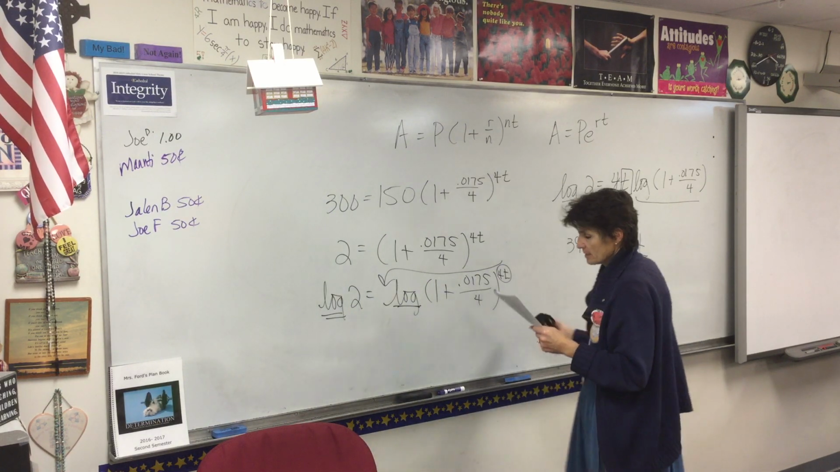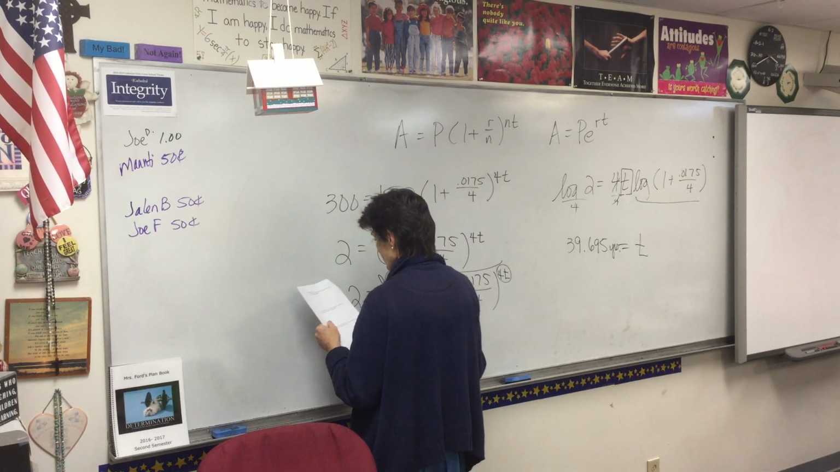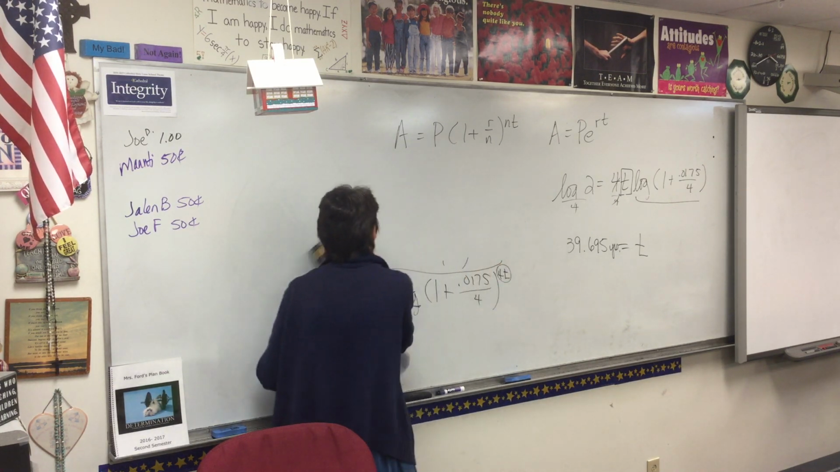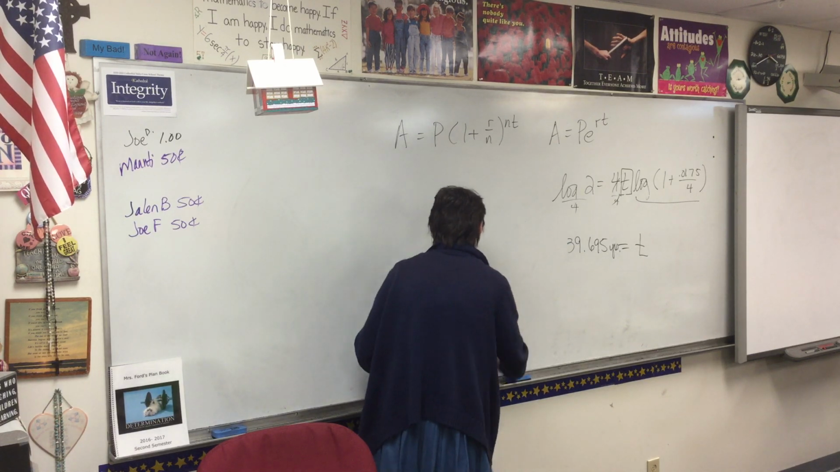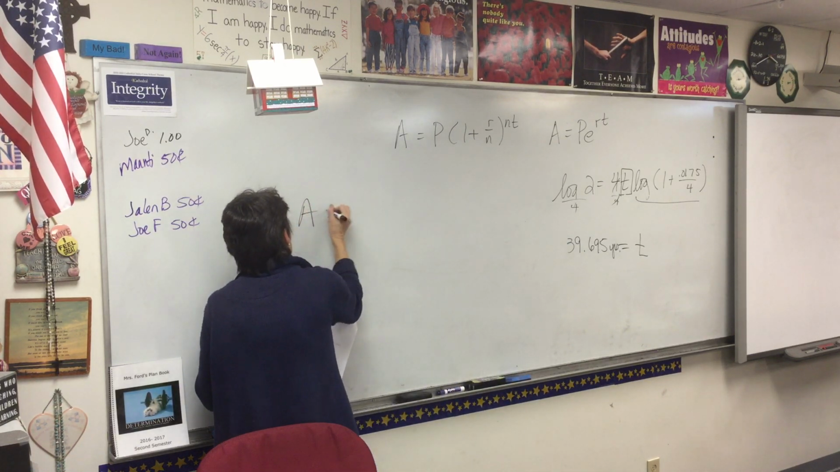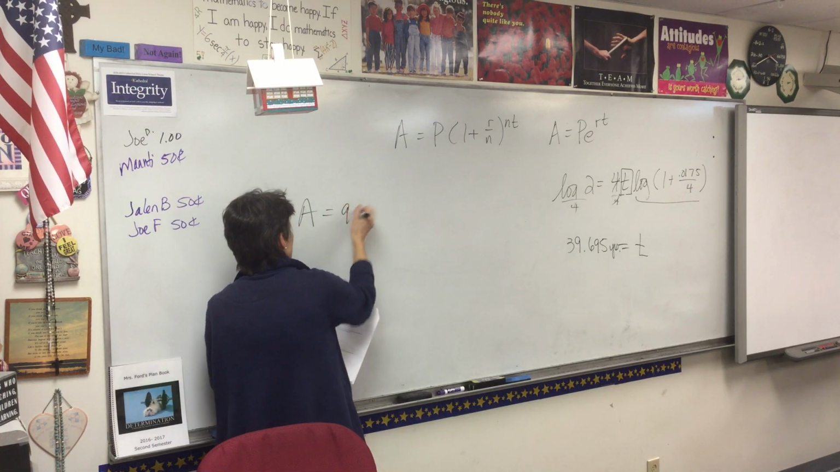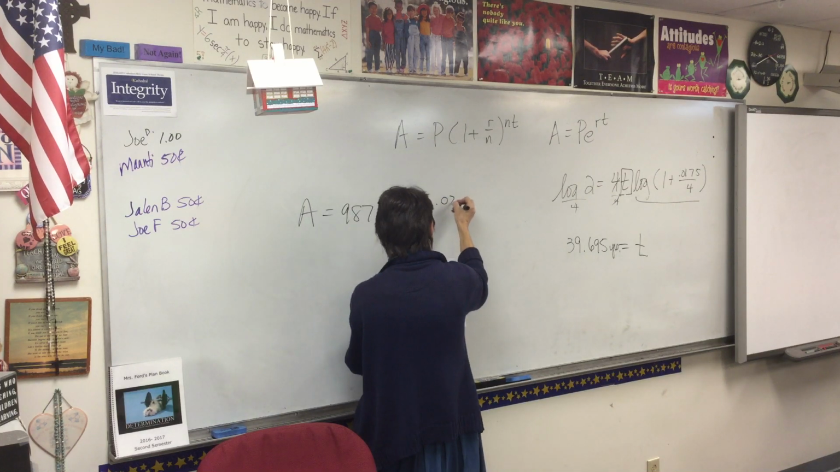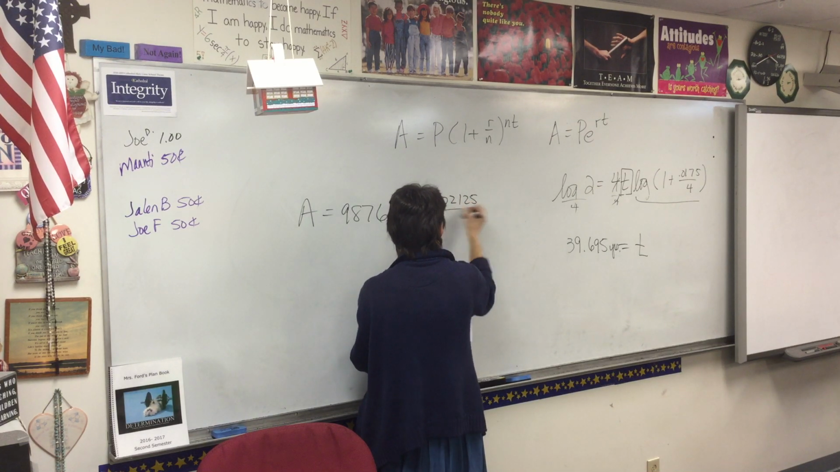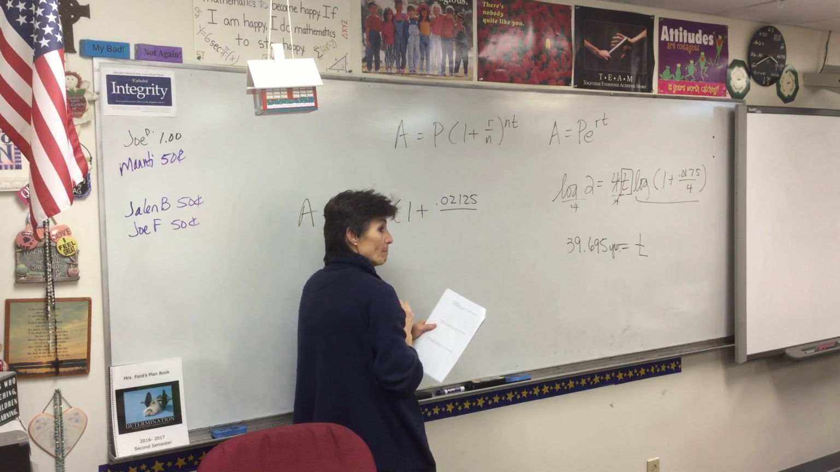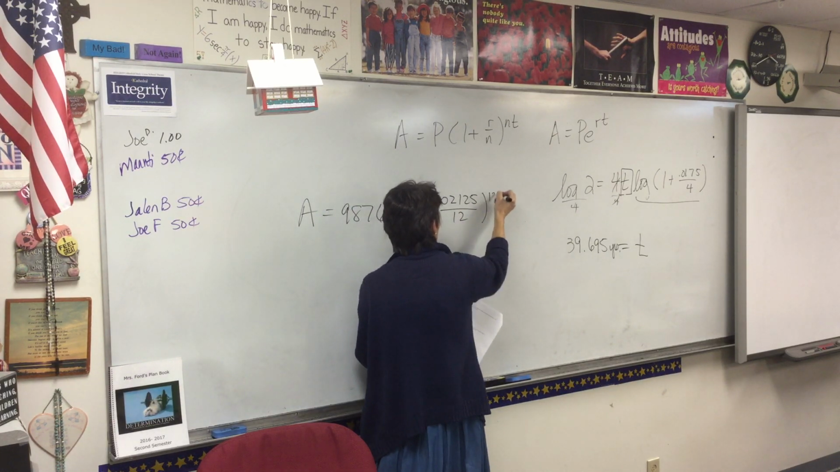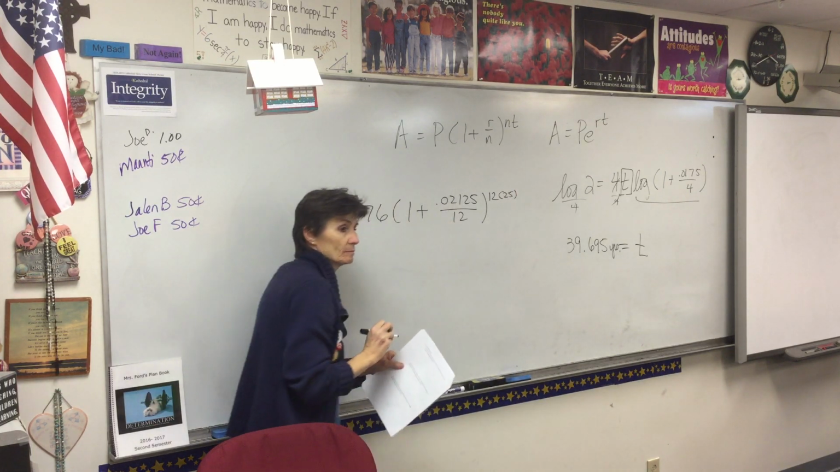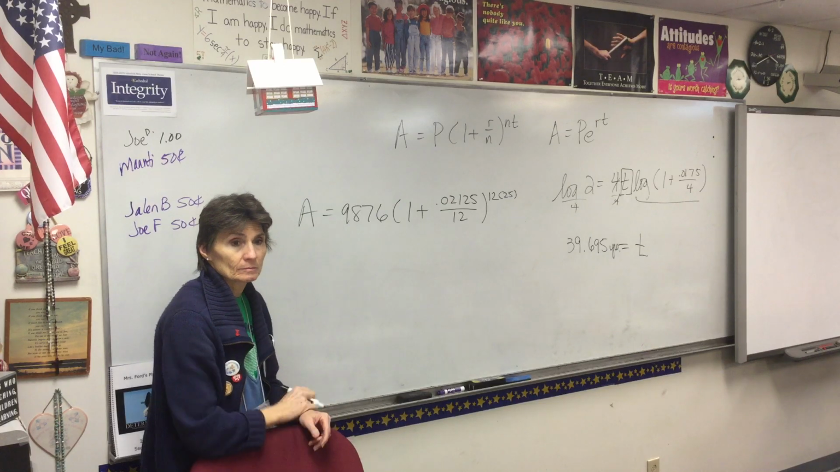All right, B. How much will be in the account at the end of 25 years if this much is invested at this interest rate compounded monthly? You're solving for A, right? Yep, same formula, isn't it? Yes. So P is going to be 9876. Interest rate is 0.02125. Compounded monthly, n would be 12. 25 years. Is that good?